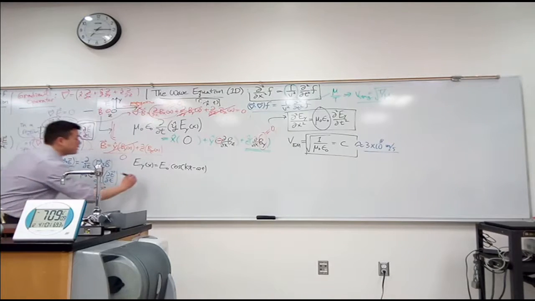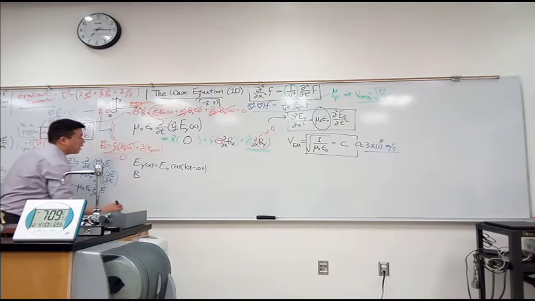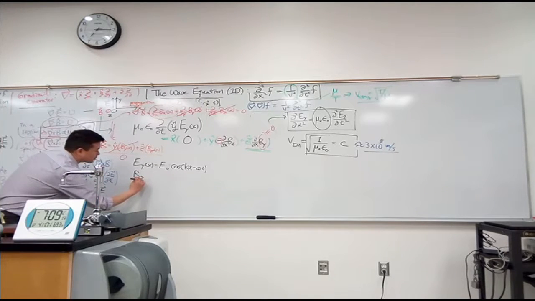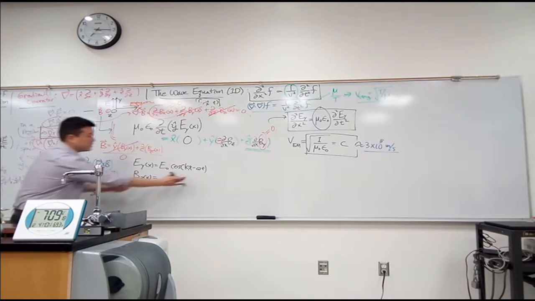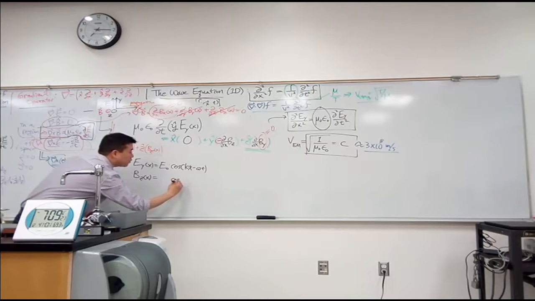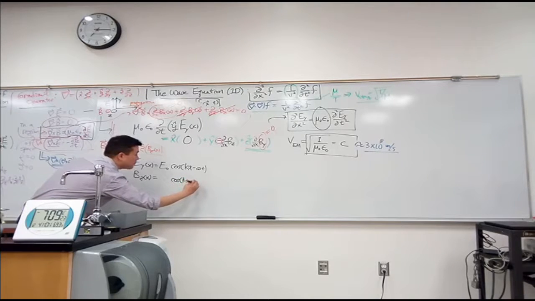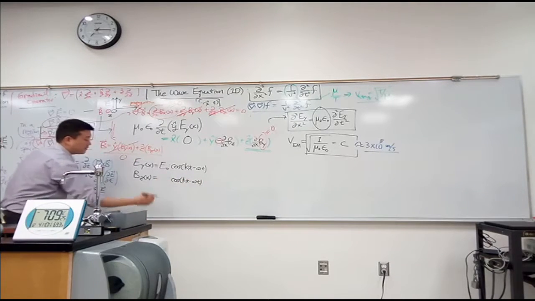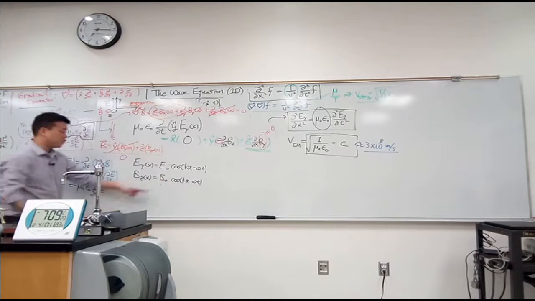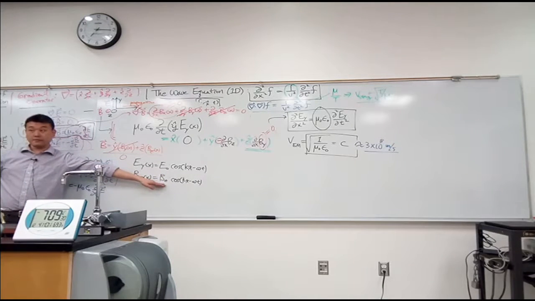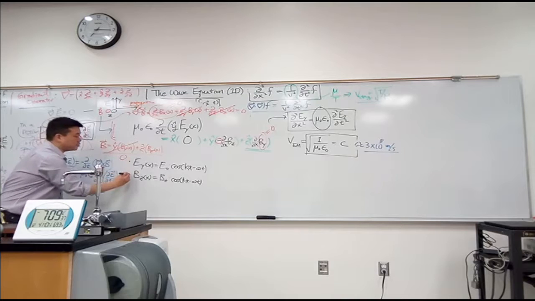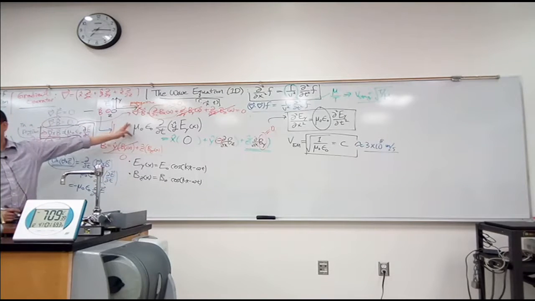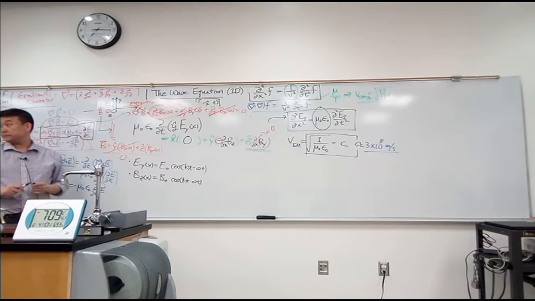I'm going to assert that the magnetic field, which apparently points in the z direction, also takes this form. This portion looks exactly the same, cosine of kx minus omega t, and there's some amplitude B naught, which I'm trying to figure out, like how that relates to the electric field. So let me plug in these two guesses into this equation, and let's see what we end up with.